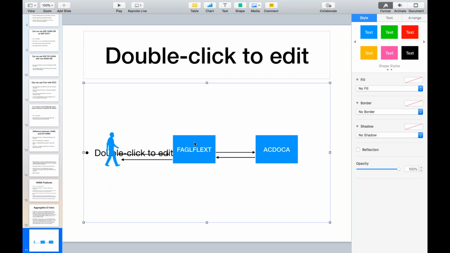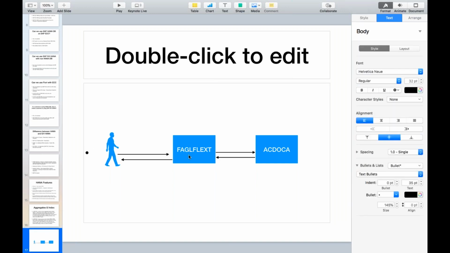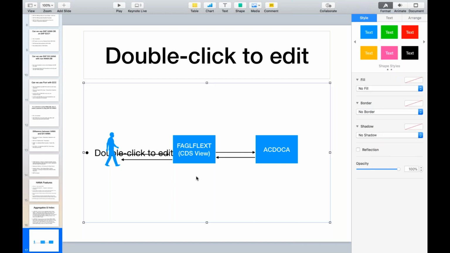This is called a view. This concept is called a CDS view. So FAGLFLEXT is converted from a table to a CDS view. What is CDS? CDS stands for Core Data Services. There are different names which are given. You can call it just a view, you can call it a CDS view, you can call it a HANA view, but it is one and the same thing.